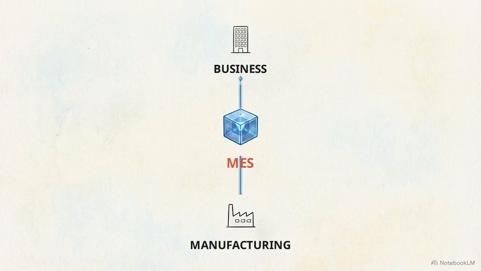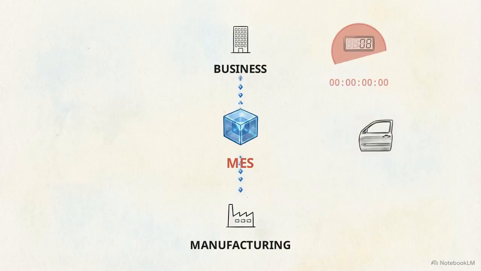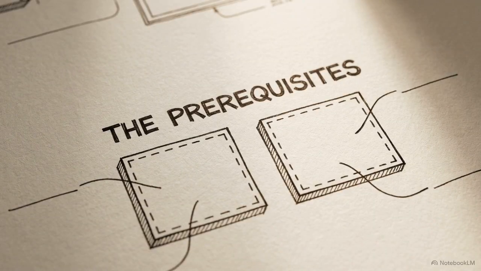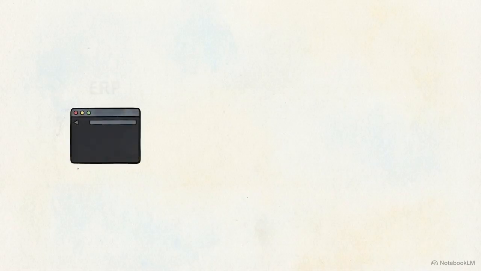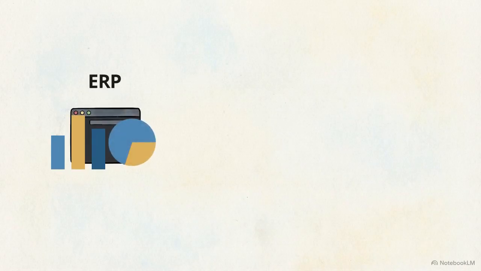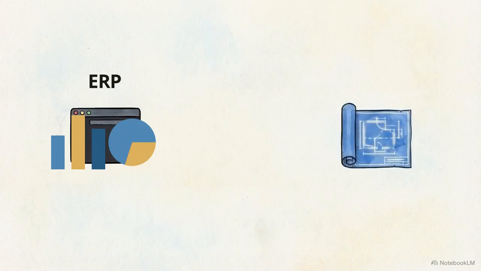This is a manufacturing execution system, or MES, a software platform that tracks the transformation of raw materials into finished goods in real time. Before you can implement an MES, you need two things in place. First, an active enterprise resource planning system, or ERP, like SAP, to manage your broader business data. Second, you must have your physical production processes completely mapped out.